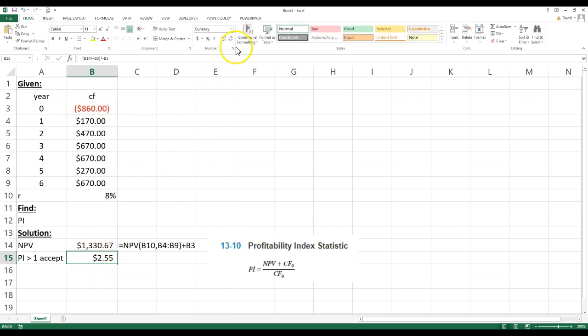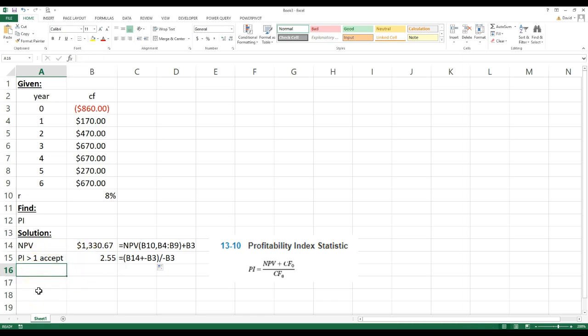Now, this is a number, so I'm going to reformat that as a number. My profitability index is 2.55. That's greater than 1, so let me put the formula here. I would accept it. Of course, you can look at net present value just by itself. If that's greater than 0, you would accept it too. So this gives you the same answer, but in this case you're comparing it to 1.